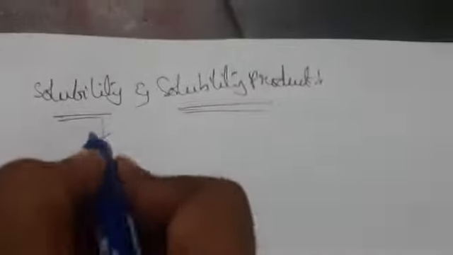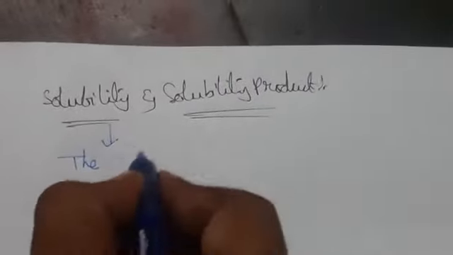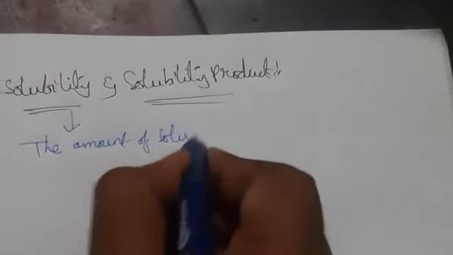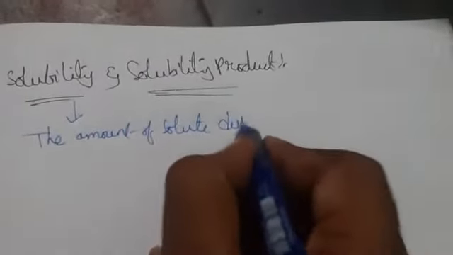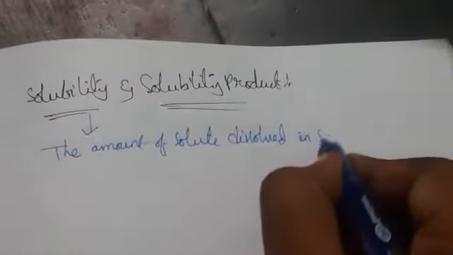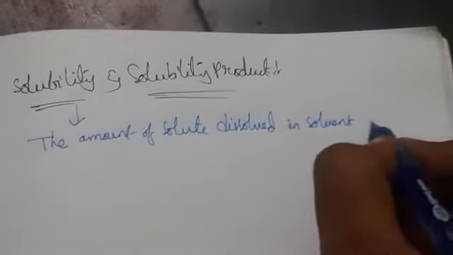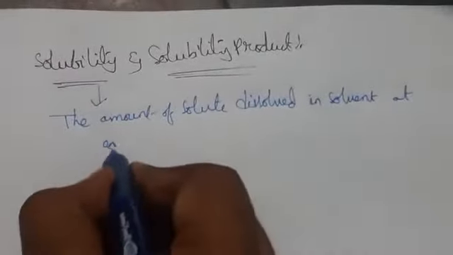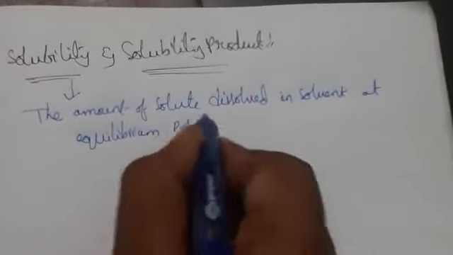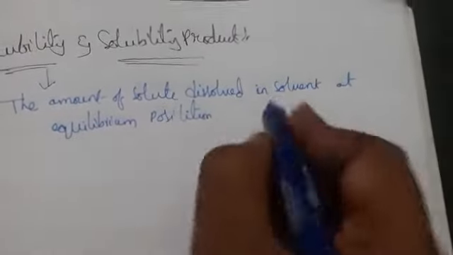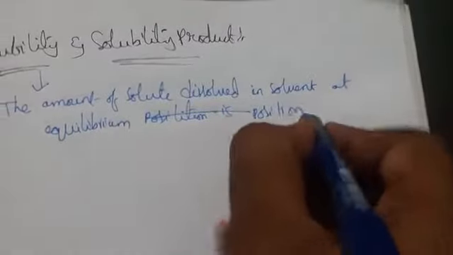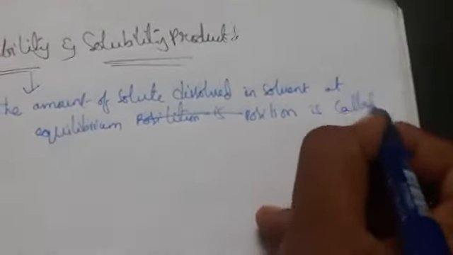That one we call solubility. What we can say here is that solubility is the amount of solute dissolved in solvent at equilibrium position. This one we call solubility.